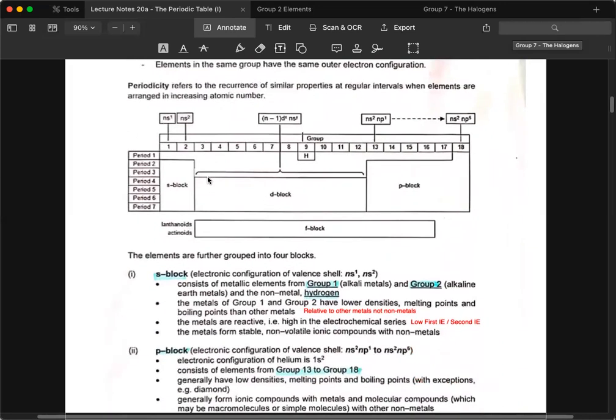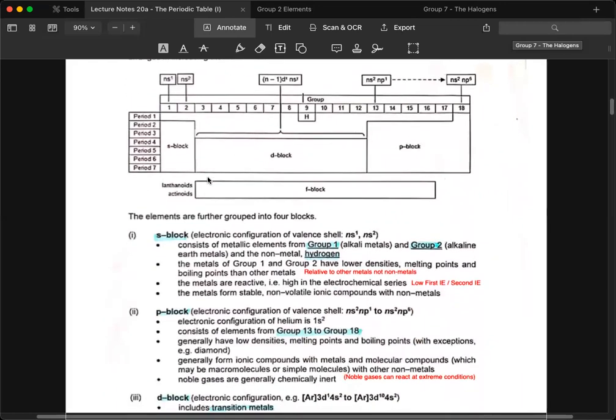Now, we are going to learn about S block, D block, P block, and F block today. So you need to have prior knowledge of atomic structure to understand this part very well. S block refers to electronic configuration of valence shell ns1 and ns2. So they consist of metallic elements from group 1 and group 2. Okay, group 1 are called alkali metals, group 2 are called alkaline earth metals, as well as the non-metal hydrogen is considered part of S block.